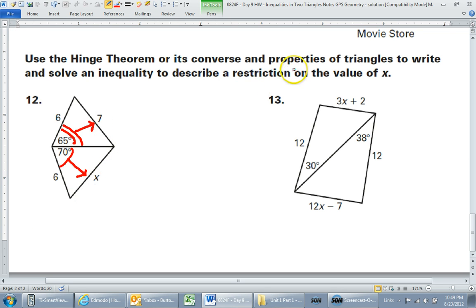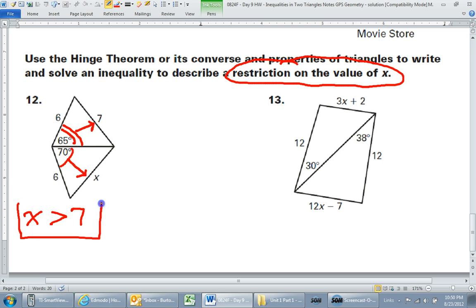So when they talk about a restriction on the value of x, they're talking about an inequality. X would have to be greater than 7. So that would be the answer number 12.